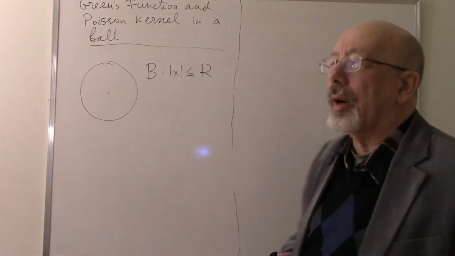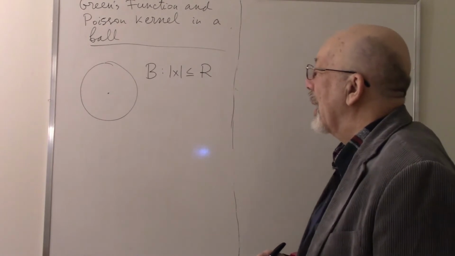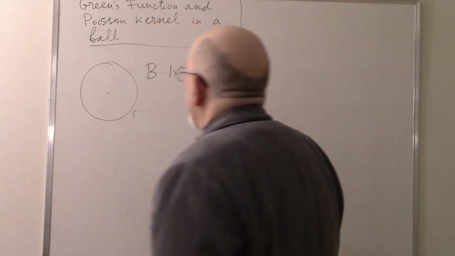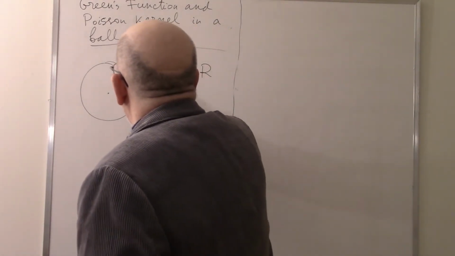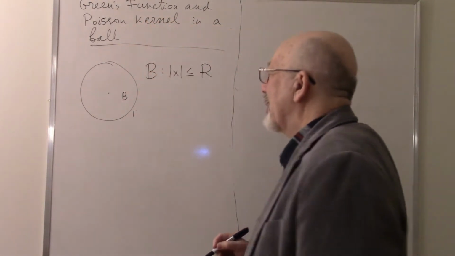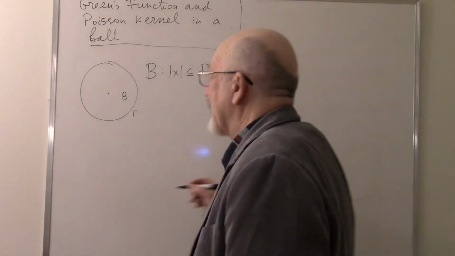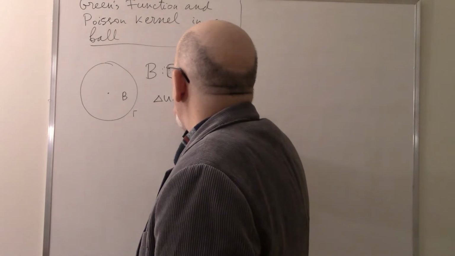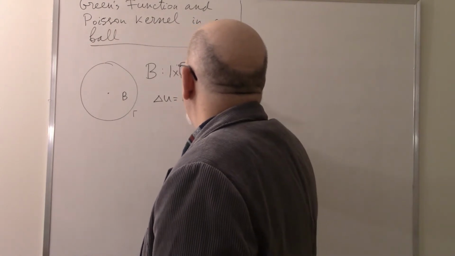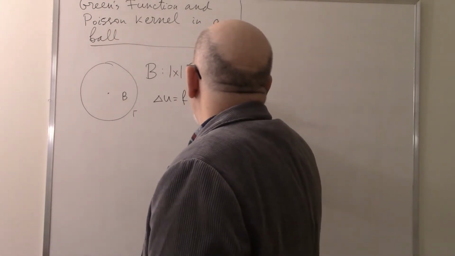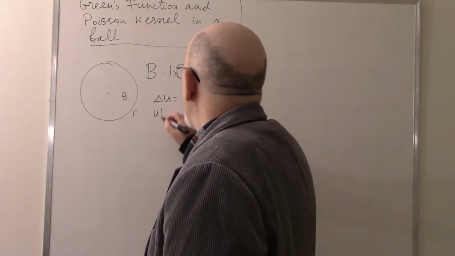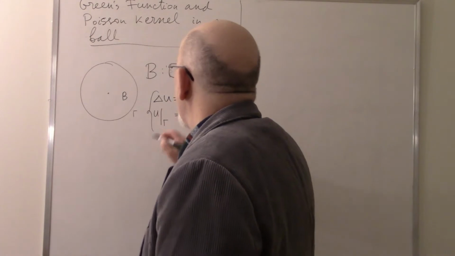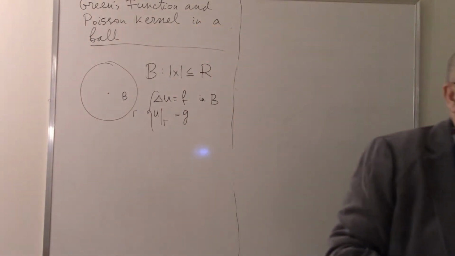Of radius r, and we solve, no, gamma is the boundary of this ball. Radius r, let us fix it. And we are solving again the problem: Delta u equals f in B, u on gamma equals g. Again, the Dirichlet problem.